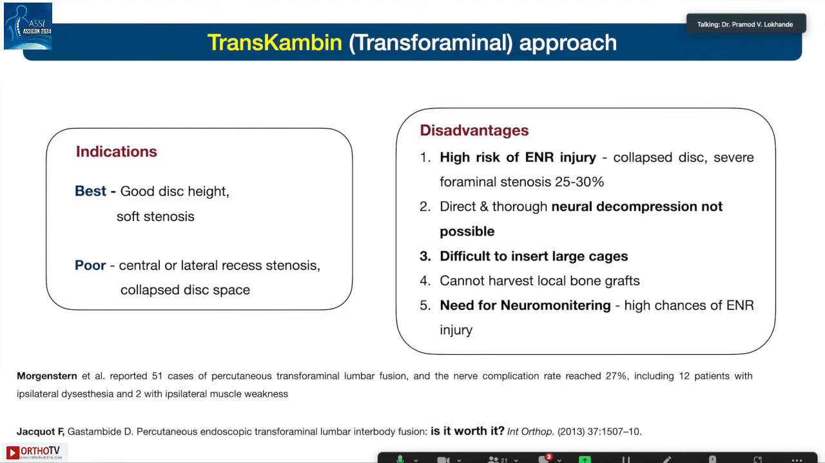So these are the disadvantages: high risk of ENR injury, exiting nerve root injury, especially in a collapsed disc space and severe foraminal stenosis. Almost 25 to 30% of the cases may suffer from some kind of neural symptoms post-operatively, and direct neural decompression is not possible with this technique. It is difficult to insert large size cages, and you cannot harvest local bone graft. The best way to avoid complications is that you can use neuromonitoring in such cases.